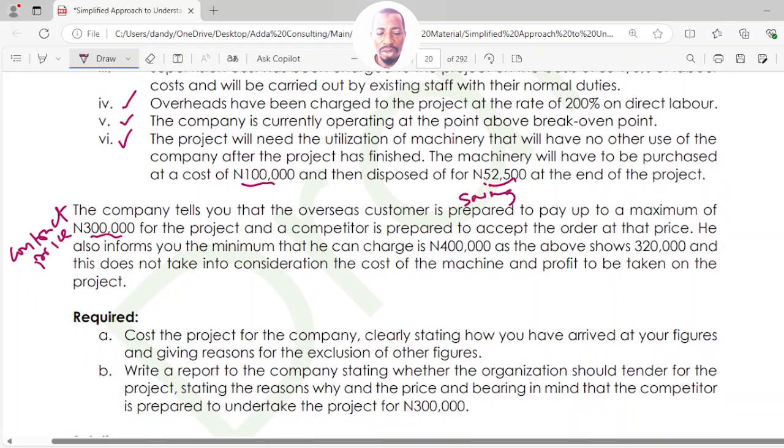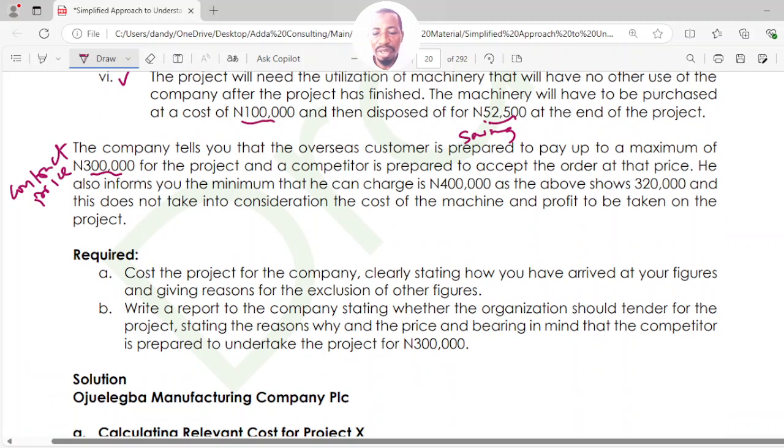So that is the question. You are now required to cost the project for the company, clearly stating how you have arrived at your figures and giving reasons for the exclusion of other figures. Whether the examiner asks you or not, you must state your assumptions. Then B, you have to write a report to the company stating whether the organization should tender for the project, stating the reasons why and the price, bearing in mind that the competitor is prepared to undertake the project for 300,000 naira. This is a 15 marks question.